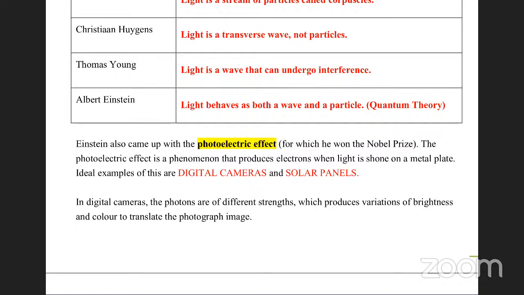All right, where was I? In digital cameras, the photons are of different strengths, which produces variations of brightness and color to translate into a photographic image.